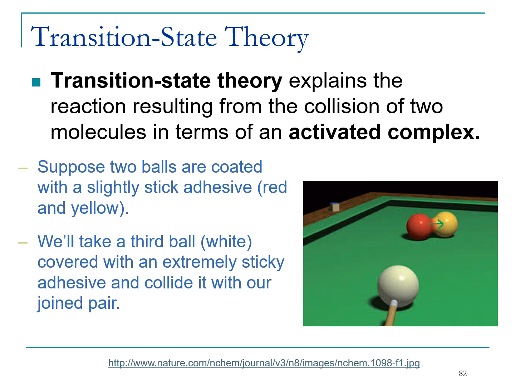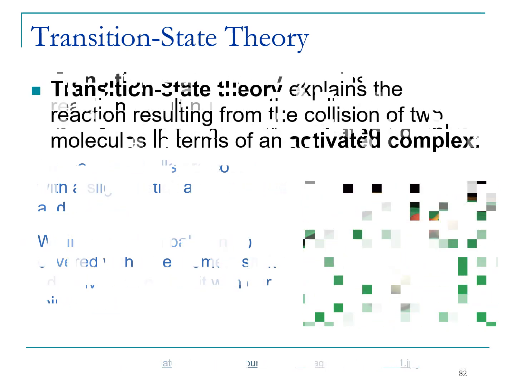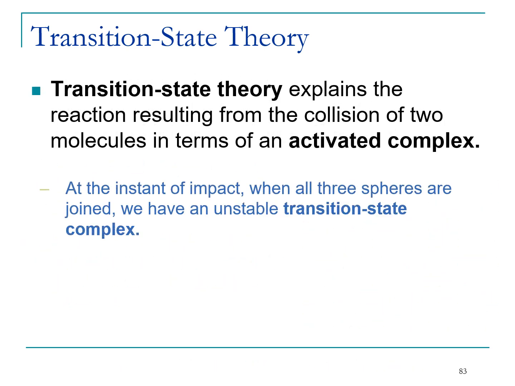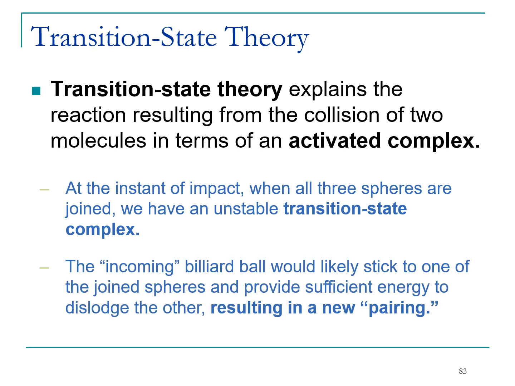At the moment of collision, that's our transition. All three spheres are joined at that instant of impact. That's called the transition state complex, or sometimes the activated complex. The incoming billiard ball is going to stick to the red one probably, and it's going to provide enough energy for the yellow one to leave. And so there's a new pairing, there's new products.